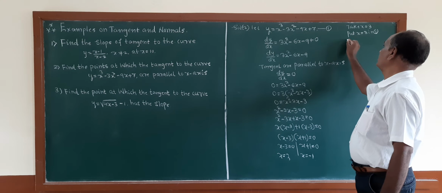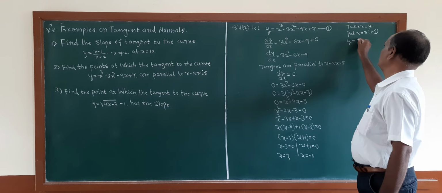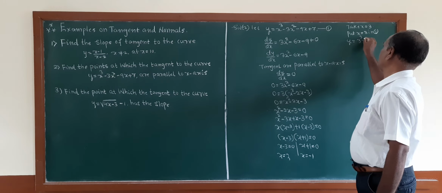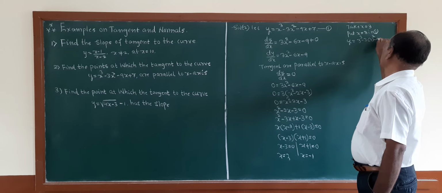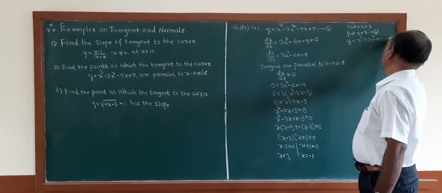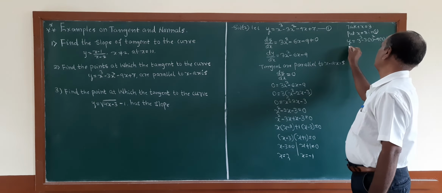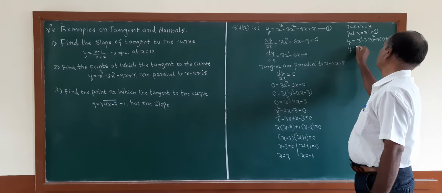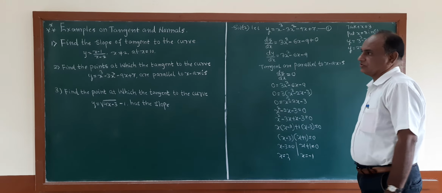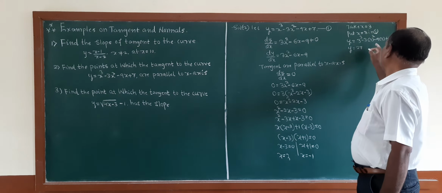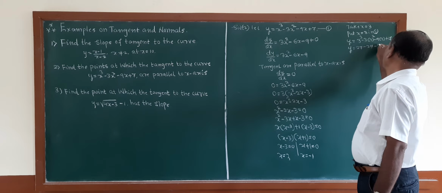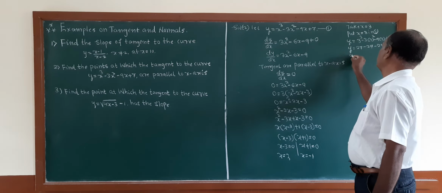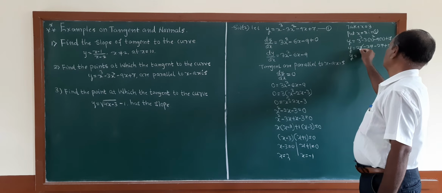Equation number 1 implies y is equal to 3 raised to 3, then minus 3 in the bracket 3 squared, then minus 9 multiplied by 3, and then plus 7. Again, write in simplest form: y is equal to 27. 3 raised to 3 means 27. 9 multiplied by 3 means minus 27. Again minus 27 and then plus 7.